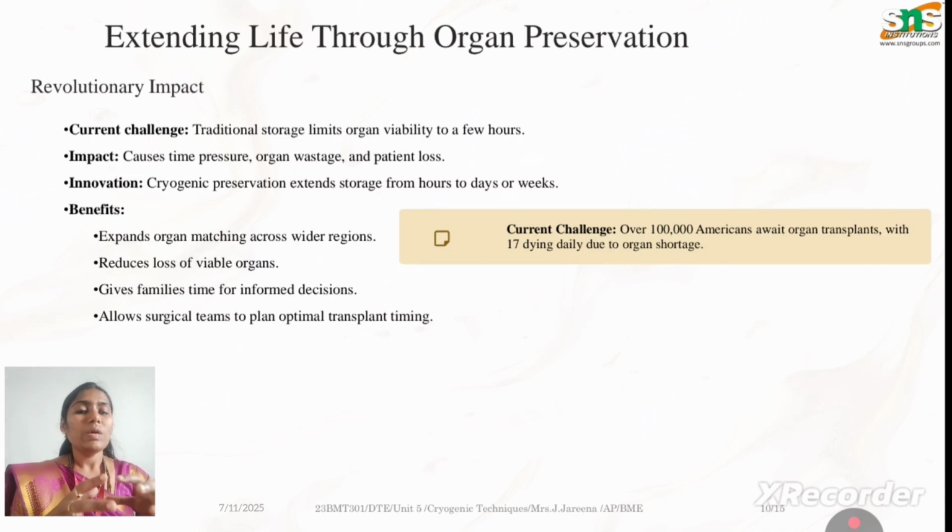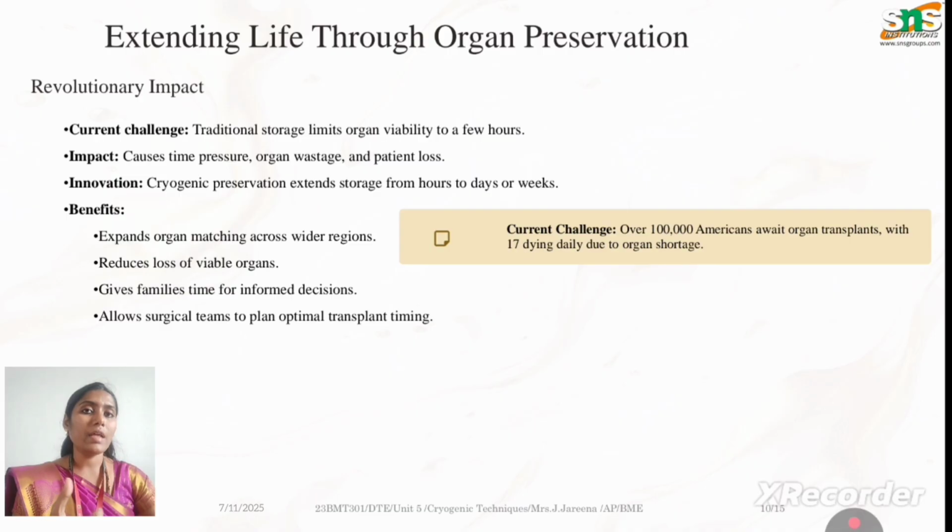Next we will see how these cryogenic techniques are expanding people's life potential. The current challenge is that we have many traditional storage systems, but these limit organ viability to only a few hours. That really impacts the patient's life, I mean their quality of life and quality of time. In some cases it ends up with organ wastage, and the patient literally loses hope and also their life.